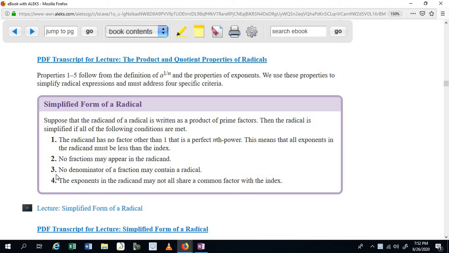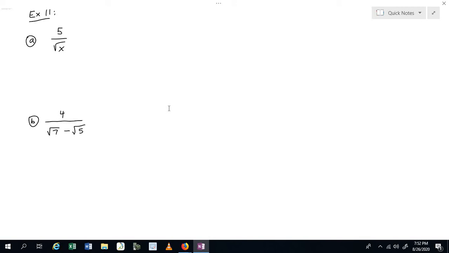And I want to focus in on the third one. The third one said no denominator of a fraction may contain a radical. And so what we're going to do in this video is talk about how we simplify radicals that do not meet this third condition. Okay, and so I'm just going to look at a couple of examples.